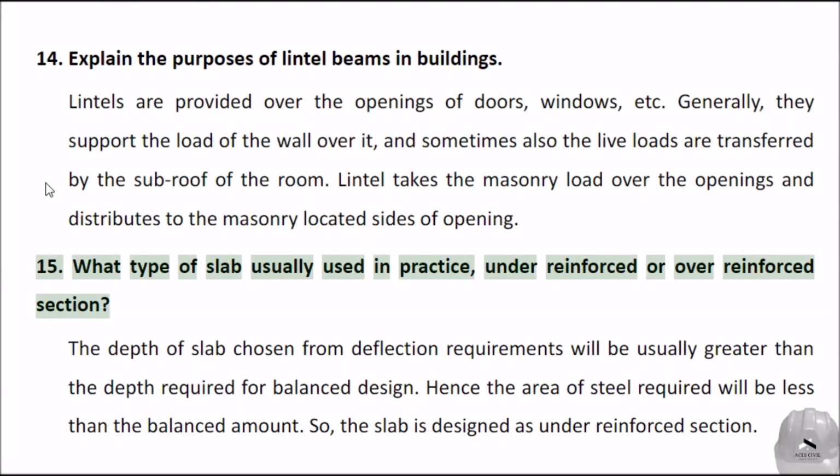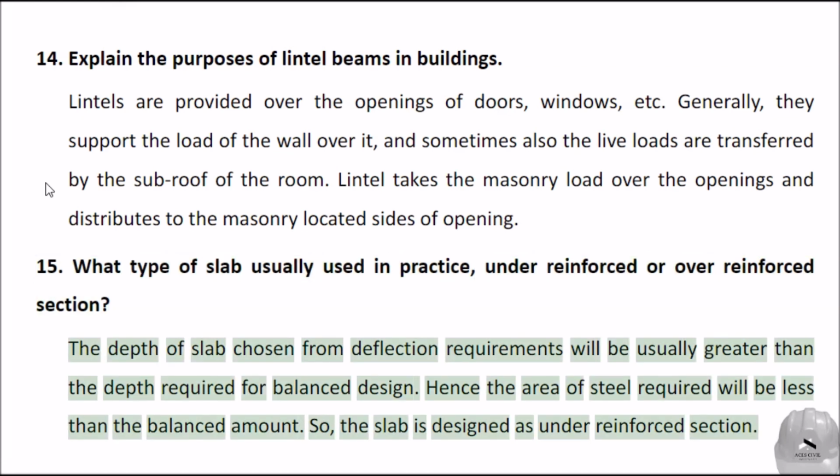What type of slab is usually used in practice? Under-reinforced or over-reinforced section. The depth of slab chosen from deflection requirements will usually be greater than the depth required for balanced design. Hence the area of steel required will be less than the balanced amount. So, the slab is designed as an under-reinforced section.